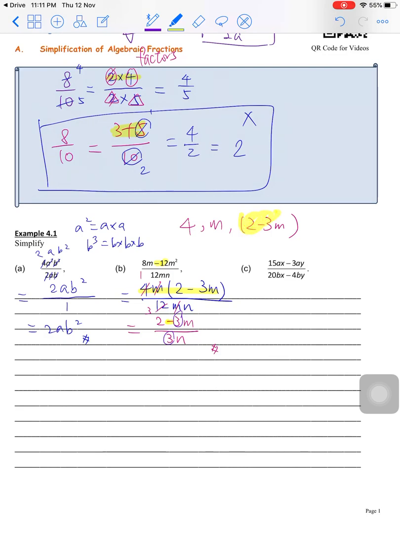We can't cancel out. So if you want to cancel out from the numerator, you should cancel out the whole 2 minus 3m together with the bracket. Because in the denominator you don't have the whole 2 minus 3m. So that is the final answer for B.